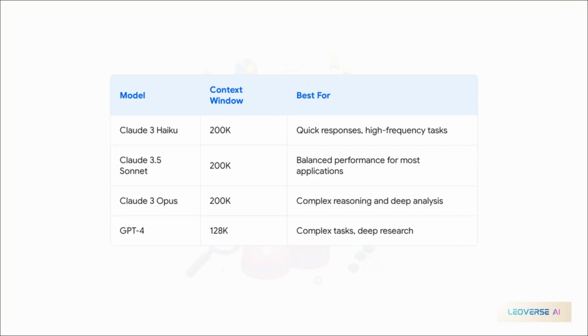Choosing the right model is so important. Look, if you just need a quick summary of an email, using a powerhouse model like Claude 3 Opus or GPT-4 is like using a sledgehammer to crack a nut. A faster, way cheaper model like Claude 3 Haiku is perfect for those high-volume, simpler tasks. You have to match the tool to the job. It's fundamental for managing your costs.